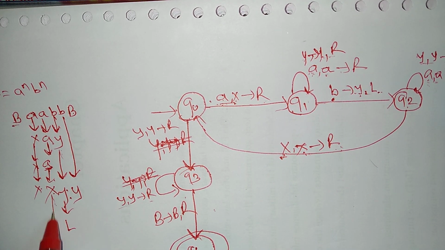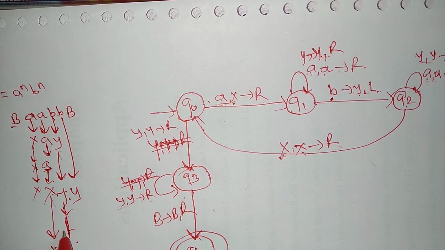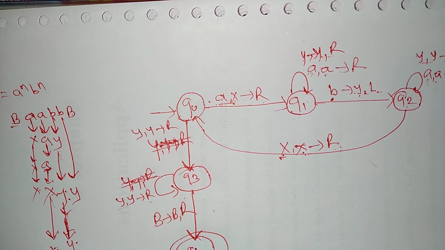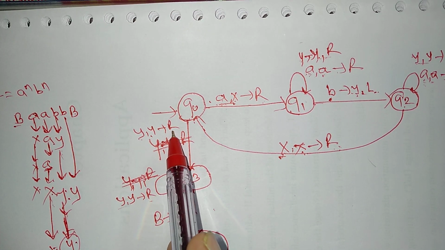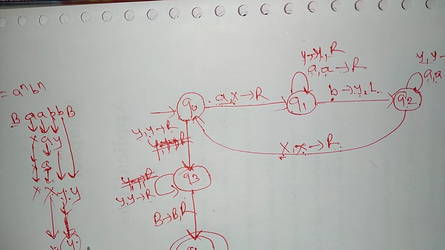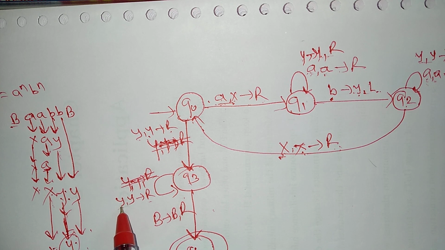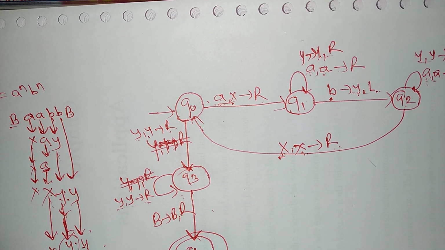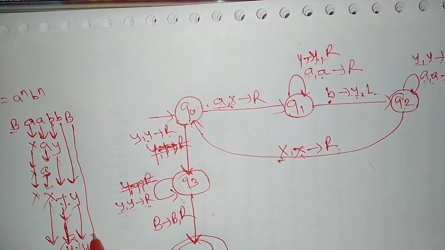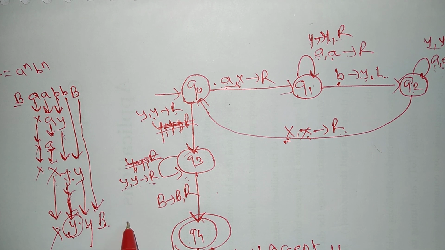That means in the given problem statement, X replaced with X, move to the right side. On the right side, what input do I have? Y. For Y, Y replaced with Y, go to the right side. So here will be n number of Y's. On the right side, what do I have? I have blank. So blank replaced with blank, go to the right side and stop here.